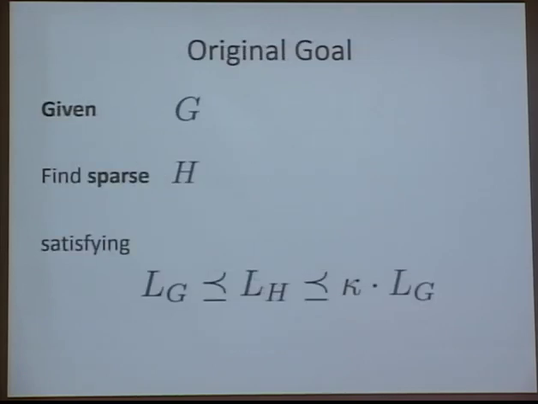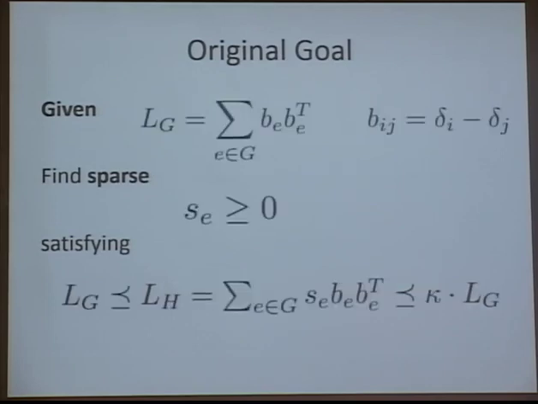So now, given G, find sparse H so the Laplacians are close. I know that Laplacians are sums of outer products, and H is a weighted sum of outer products. So this is just saying, given a sum of outer products of incidence vectors, which is my graph G, find sparse scalars, so find a sparse reweighting, these S sub E that define H, such that this reweighted sum approximates the original sum. So I'm just changing notation.